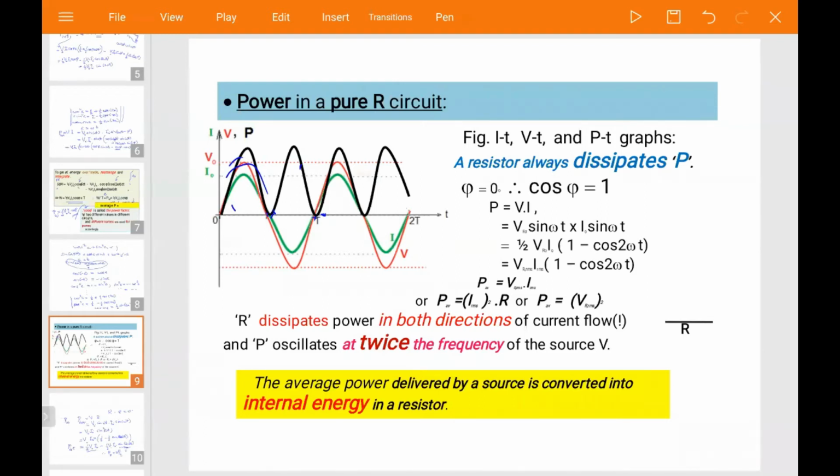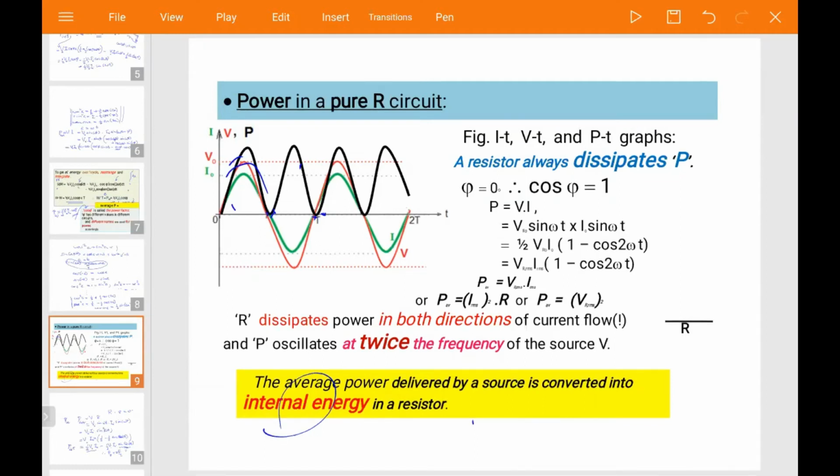Not only that, since average power is equal to a half V0 I0, you will find here at the bottom written that it does not disappear. The average power delivered by a source is converted into internal energy. In the case of a resistor, it gets hot. Remember what we discussed under unit 1? That's why it says internal energy.